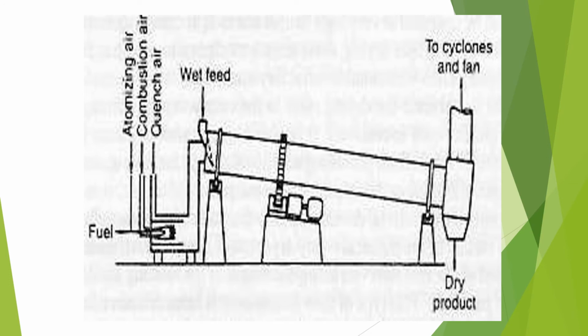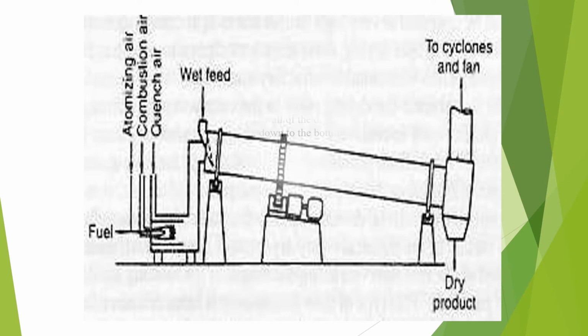Okay, then first fuel is introduced, then it passes to the wet feed. Okay, then here the material gets dried, then it is dispatched to this dry product area through the cyclone and fans.